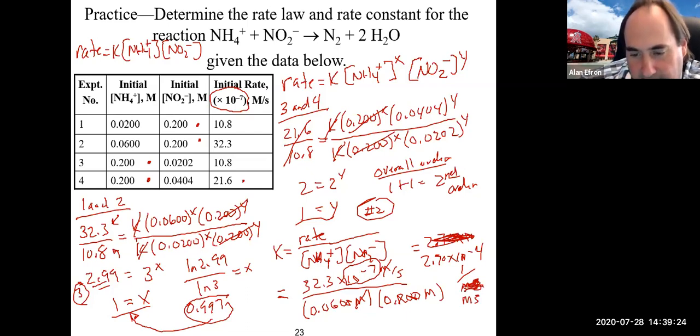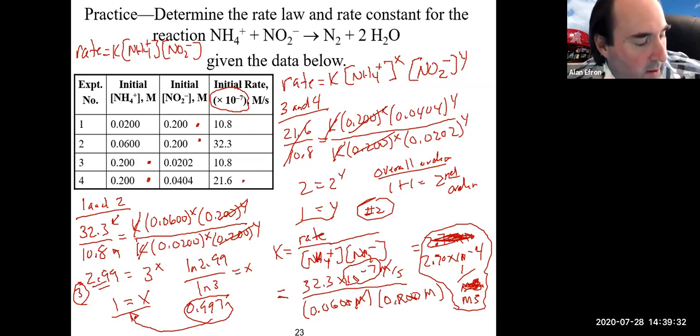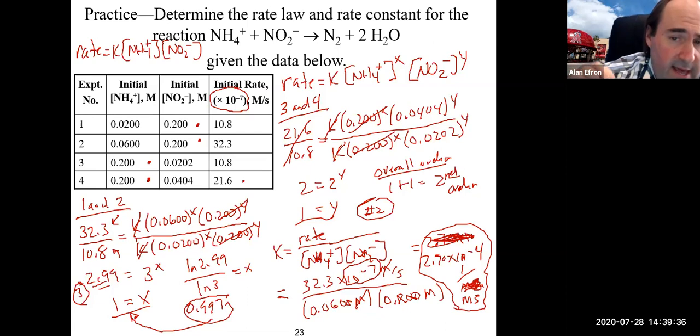Not liking when I get to the edge here, apparently. Go that way. So 2.7 times 10 to the minus 4, 1 over molar seconds, or capital M minus 1, S minus 1, as a way to do that. So a couple important things. Make sure you do look at the tables, because it's very common people will miss this part of it.